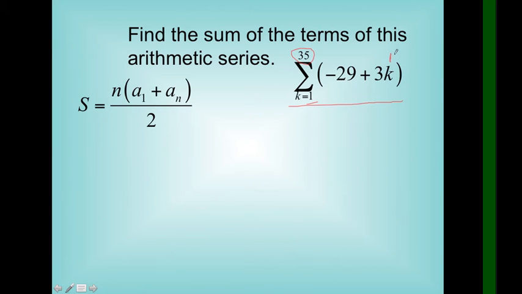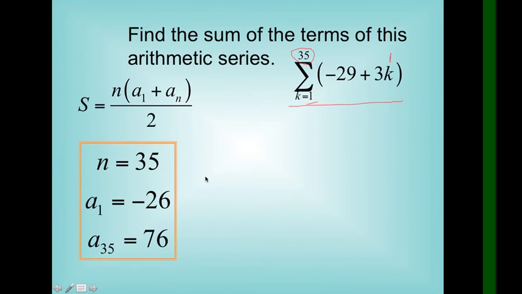So, 3 times 1 is 3. So, negative 29 plus 3 is negative 26. Okay? So, that will be our A sub 1. And then the n is 35. So, A sub 35 is 76. So, let's check. If we replace k with 35, that's the last number, right? The first and the last number. If we replace k with 35, that will be 35 times 3, and that's 105.